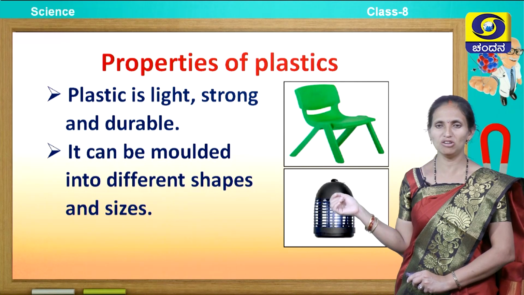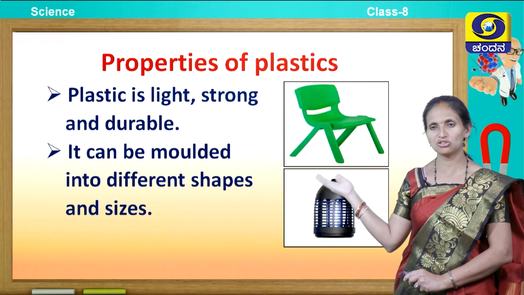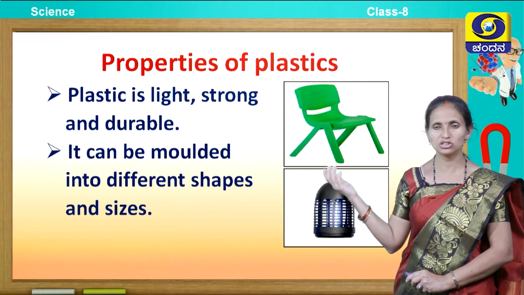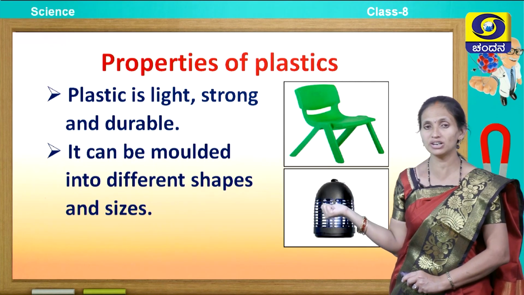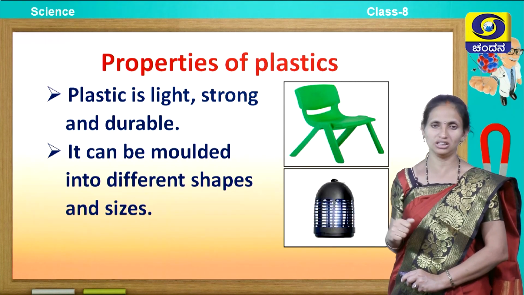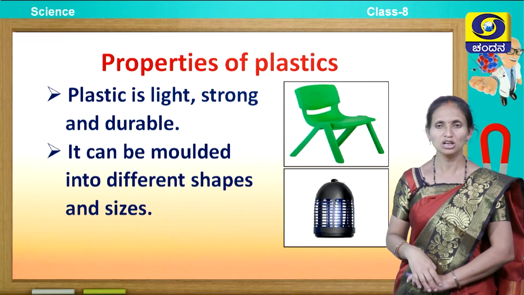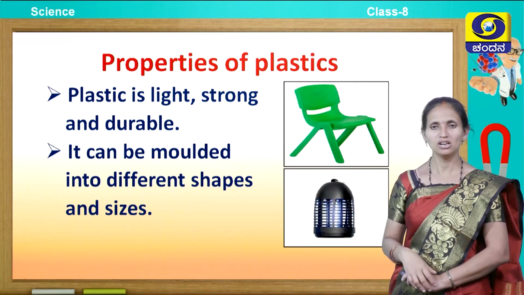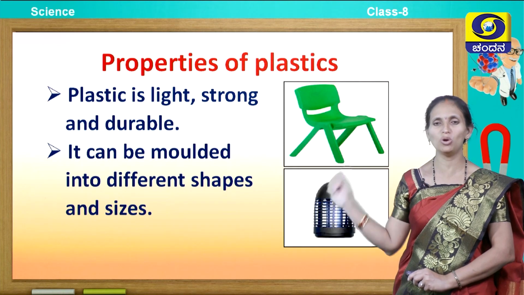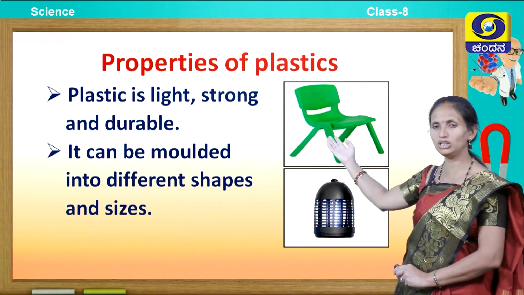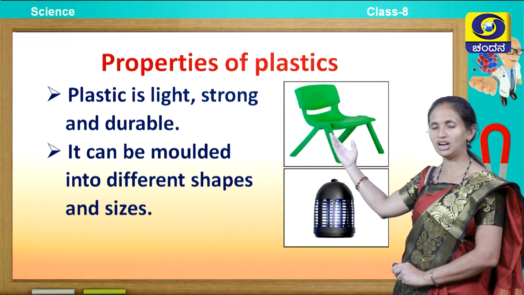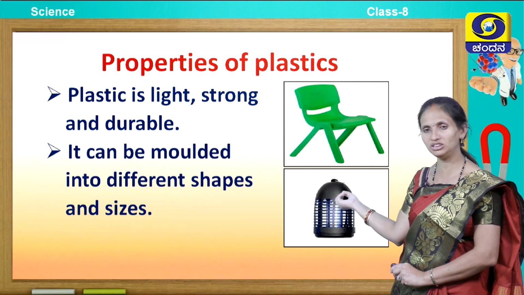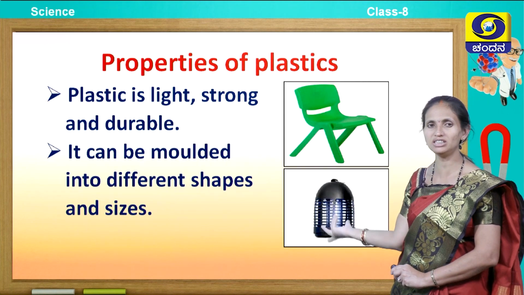The second property of plastic is that it is light, strong and durable. Light means it is lightweight, easy to carry. Strong means it has great strength, and durable means it is long lasting, it lasts for a longer duration. The chairs made of plastic in our homes are one of the best examples. These plastics can be molded into different shapes. You can look here at a plastic chair. Plastic can be molded into desired shapes and we can give desired sizes also.